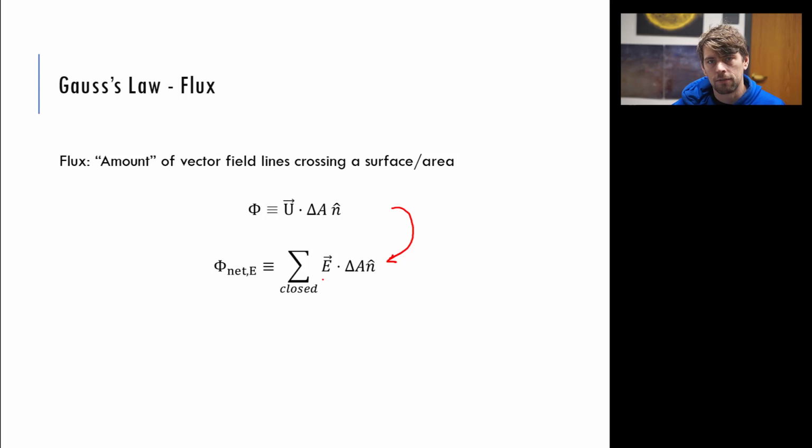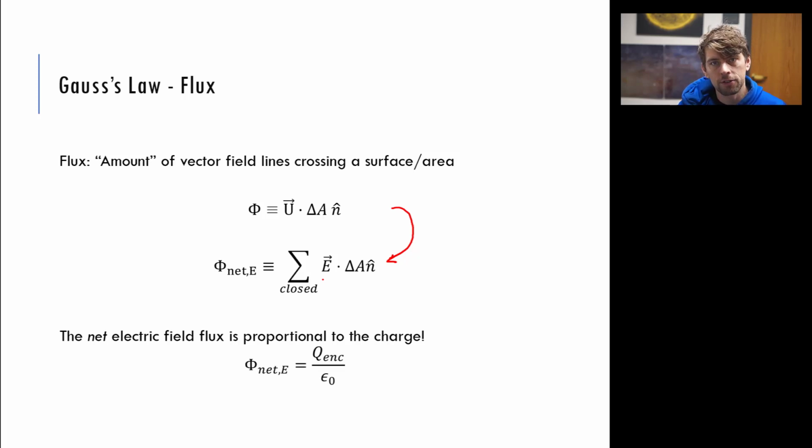Gauss, what he discovered, and we will go ahead and prove, or at least show, is that the net flux going through the surface of, for example, our box is proportional to the charge inside the box divided by a constant. And that constant, which we all know and love, is the permittivity of free space. It serves as a constant of proportionality between the amount of flux produced by a given charge.